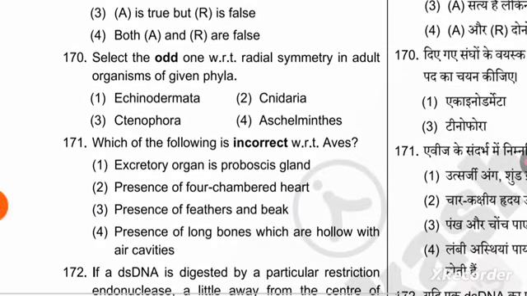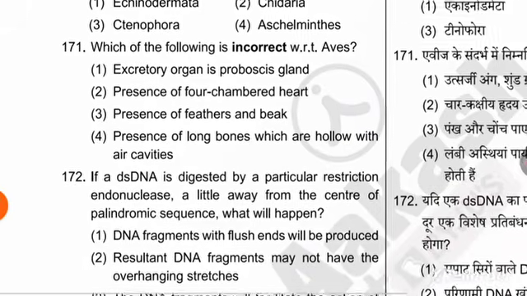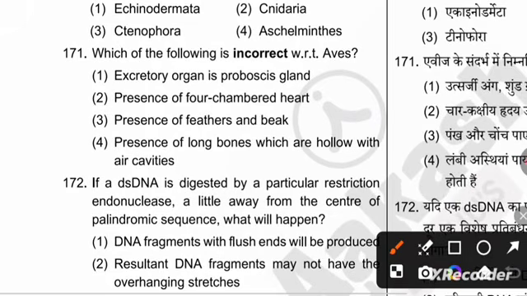170th question. Select the odd one with respect to radial symmetry in adult organisms of the given phyla. The odd one we can find out is Aschelminthes, because in Aschelminthes we can find bilateral symmetry, not radial symmetry.